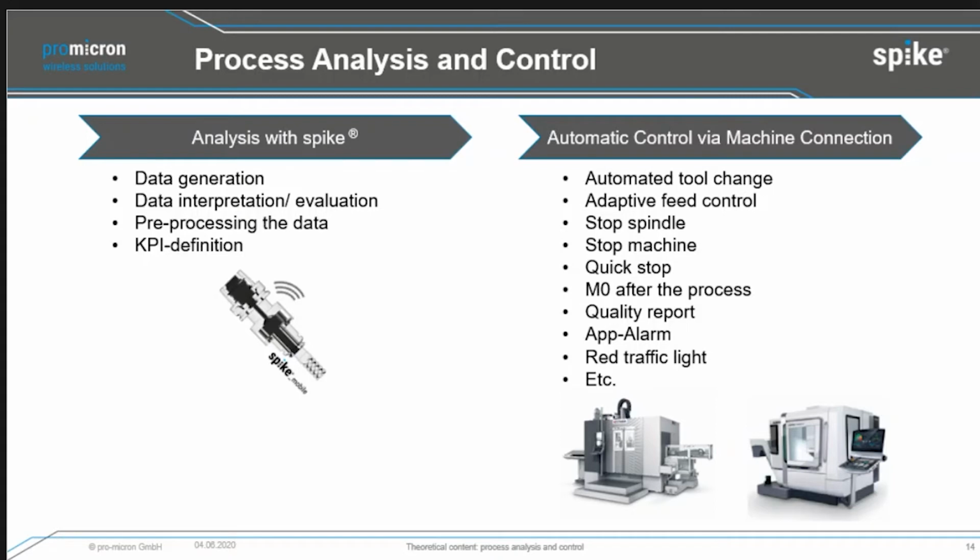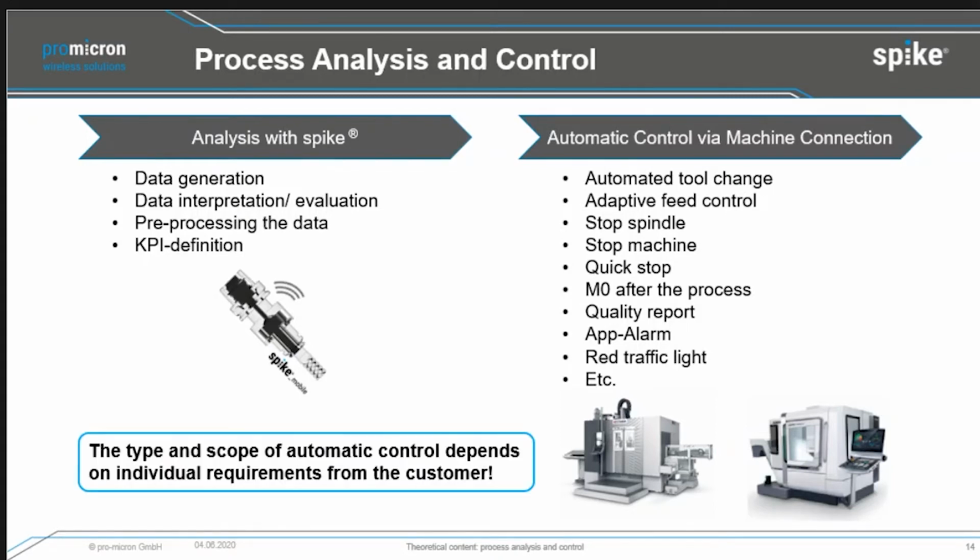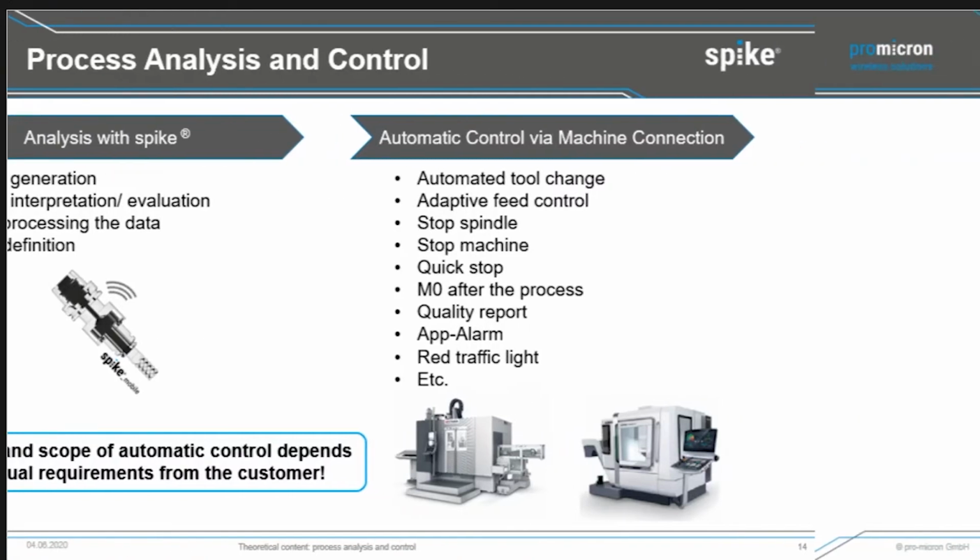And this is one message I'll give you today, which is really important. The type and scope of automatic control depends on individual requirements from you as the customer. So you need to tell us what needs to be monitored. We are able to read the process properly, but we are not able to read your mind. So you need to tell us what you need. And then we are able to get onto your challenge and see how we can handle this.